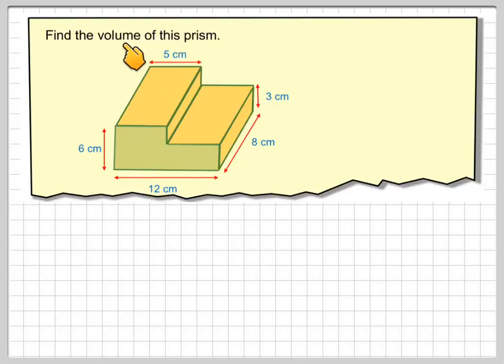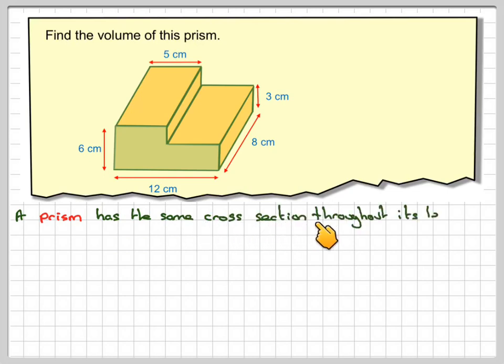In this video we're going to find the volume of this prism. So we've got this sort of prism here. Now what we need to know is, what do we actually mean by prism? A prism has the same cross-section throughout its length. Let's just have a look at that.